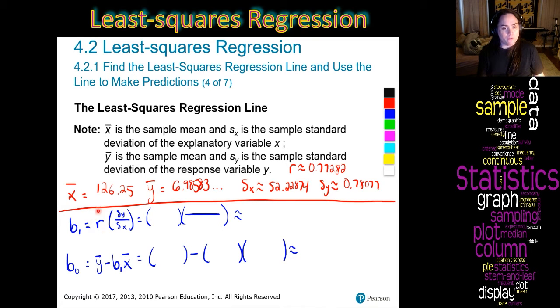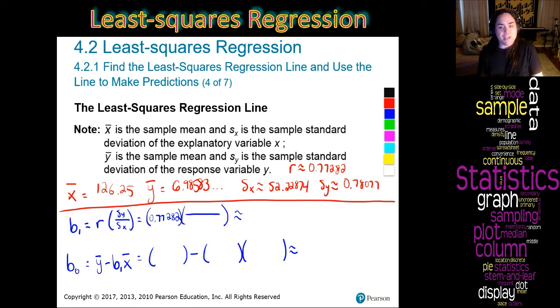The R value, the correlation coefficient from the work that we did last time, was about 0.77282. I specifically chose 5 decimal values because the more decimal places you round to, the less rounding error you're going to have in the end, even though it's not perfect. And then I'm going to multiply by S sub y over S sub x.